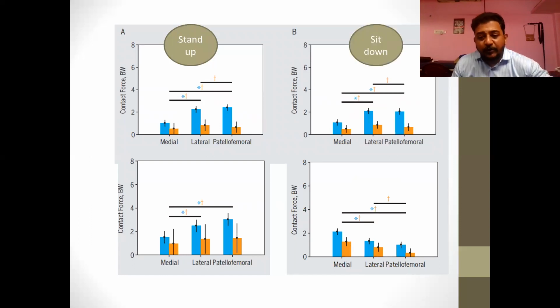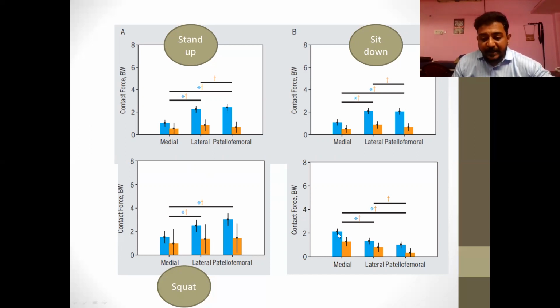The next one is the sitting down activity. From a standing position, if you're going to sit down on a chair, again, the medial condyle is not stressed much, and the lateral condyle and the patellofemoral joints are more stressed. The third one, if you see, is a squatting position. Again, the medial condyle is slightly more subjected to contact force, but compared to the lateral condyle and the patellofemoral joint, it is less.